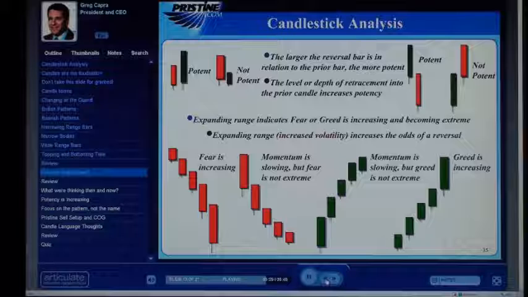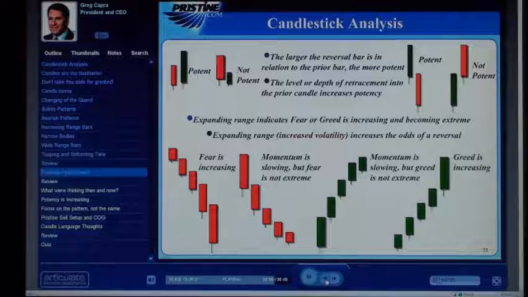As we look for pristine buy setups, this is the type of pattern that we want to be looking for, where the ranges begin to narrow, momentum begins to slow down. Greed is not extreme yet, but as prices retrace from this pattern, there's an excellent likelihood that once we get the next changing of the guard, or pristine buy setup, prices will advance above that bar's high.